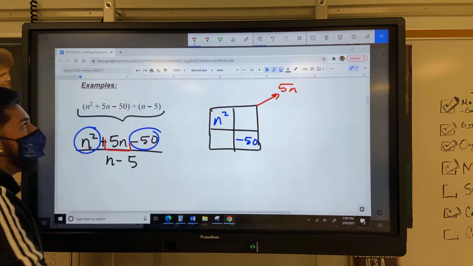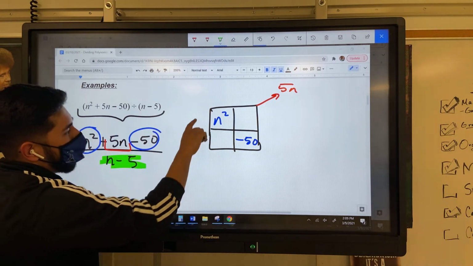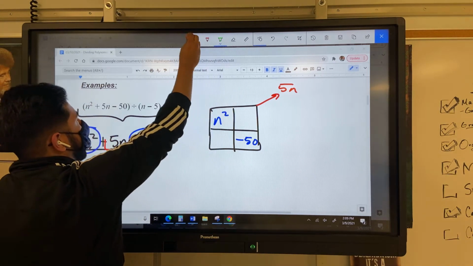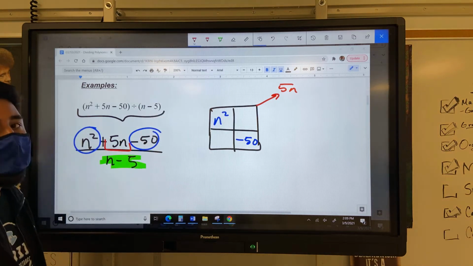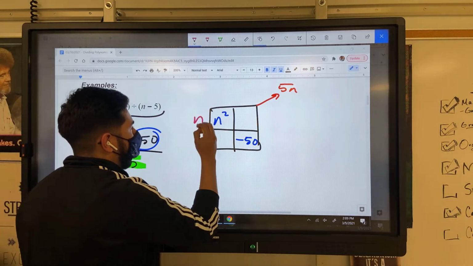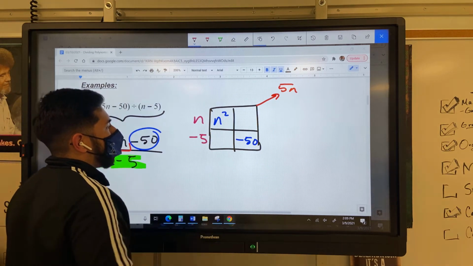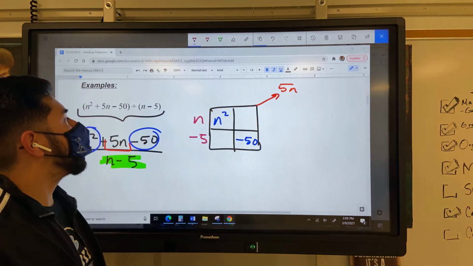Okay, next, the binomial. I'm going to put it on this side because I like my answer to be on the top. You could do it either way. It's up to you. It's not a big issue. But for me, I'm going to put the n minus 5 right here. And negative 5. And now we need to figure out the top part. And this is the cool thing.